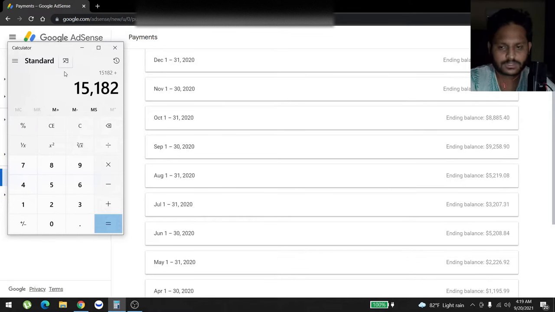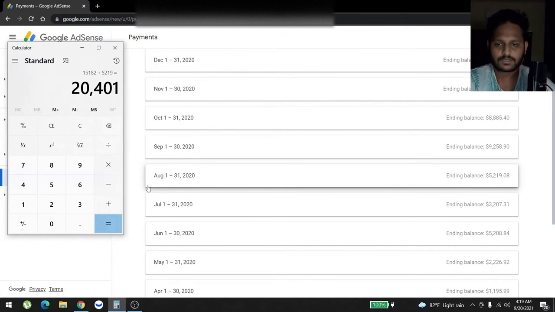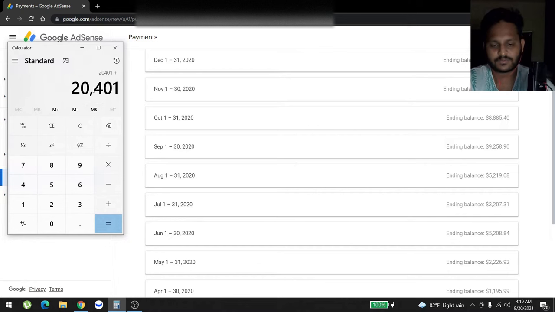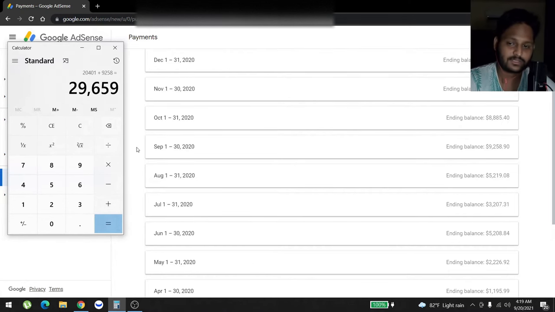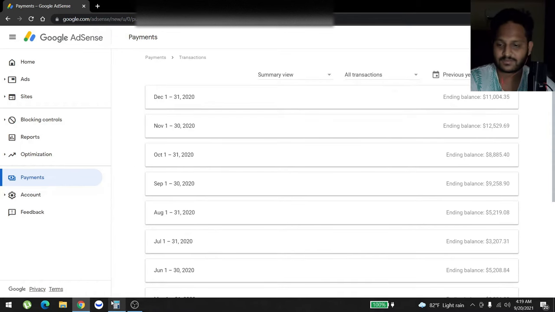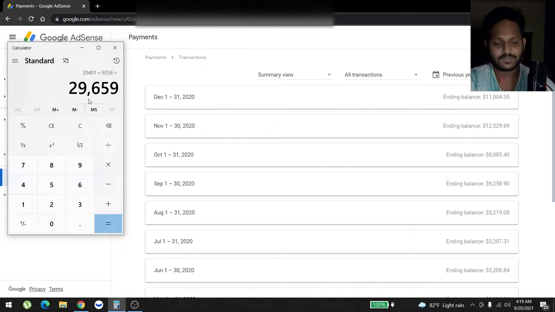On August 31, we made $5,219. And in September, it just jumped up to $9,258 in one month. Damn, that's crazy, right? It's because of the fall season, so a lot of people were coming back to school in the States, and it was really crazy.